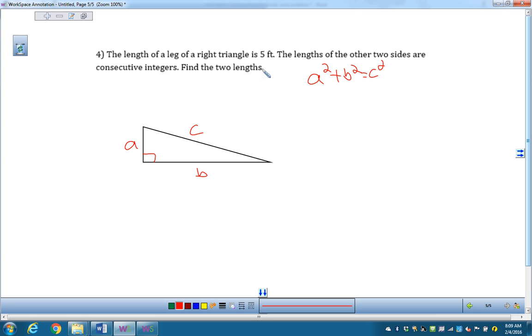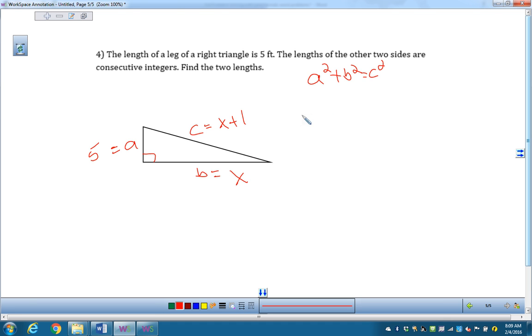Okay? So the length of a leg of a right triangle is 5. A leg is the shorter side. The lengths of the other two sides are consecutive integers. Find the other two sides. So if I call this side over here x, what would this side have to be? If it's a consecutive integer, x plus 1, right? Because they say the other two sides are consecutive integers. The hypotenuse is always the longest side in a right triangle.